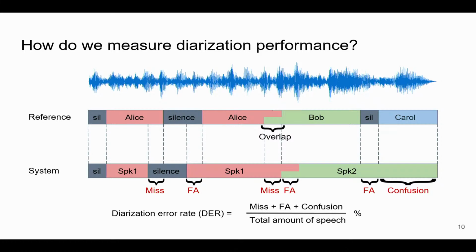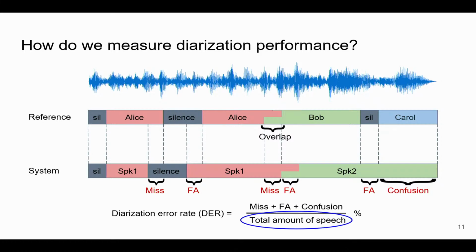Any more comments? No, good, all right. So basically we will sum all these segments of miss, false alarm, and confusion, and then we will normalize by the total amount of speech. So we will sum all the segments that we have in the reference, and usually we will present these in terms of percentages. So that's the usual way with diarization error rate.